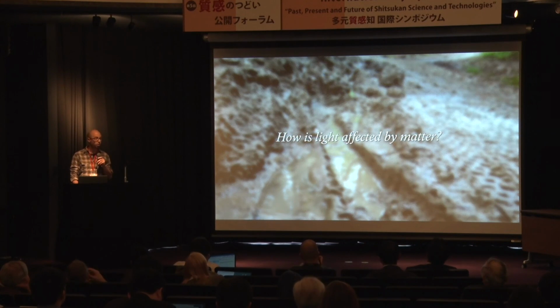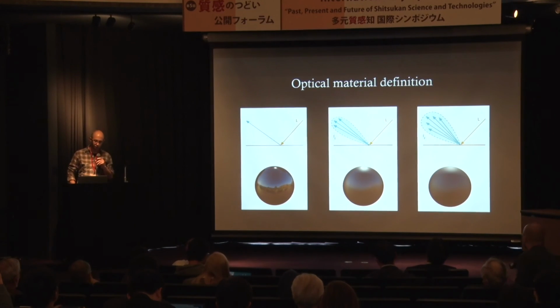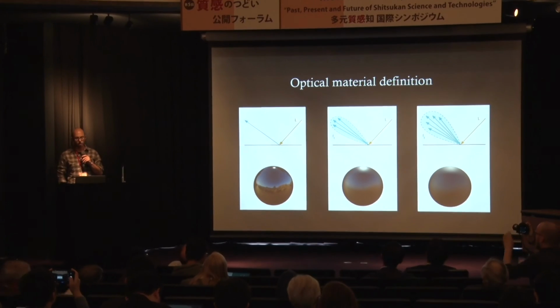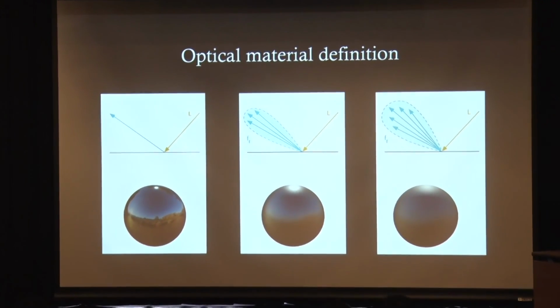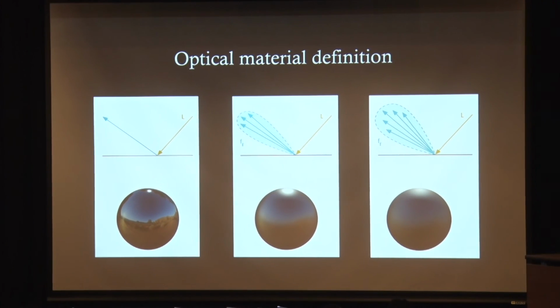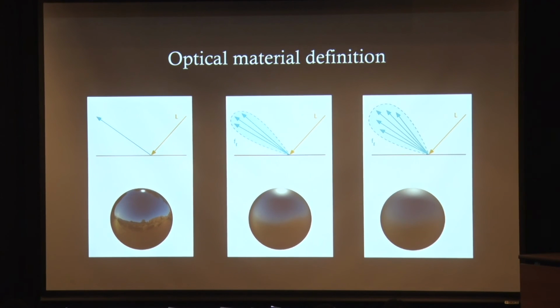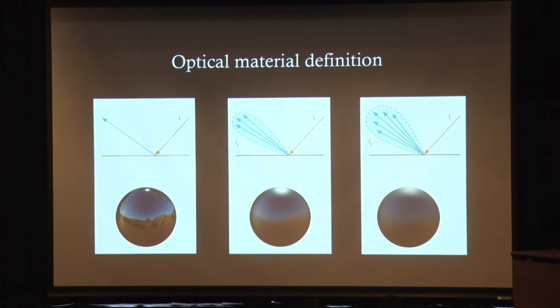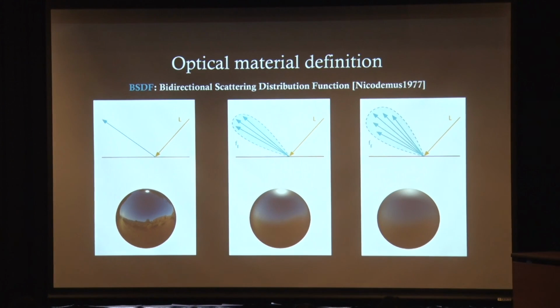So the question I'm interested in is how is light affected by matter? But first, I'd like to consider whether we can give an objective answer to that question. So usually in graphics and optics, material is thought of as a summary of light transport on a microscopic scale. So for instance, it's a summary of how light is scattered at a point like this here. And so the more light is scattered, the more you will have blurry reflections. And a way to formalize that is through the BSDF, which stands for bidirectional scattering distribution function.